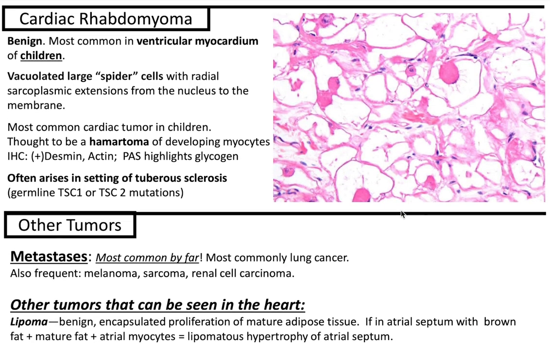Cardiac rhabdomyoma. This is benign. It's most common in the ventricular myocardium of children. You'll have histologically vacuolated large spider cells with radial sarcoplasmic extensions from the nucleus to the membrane. It's the most common cardiac tumor in children, and it's thought to be a hamartoma of developing myocytes. It'll be positive for desmin and actin, and PAS highlights glycogen. It often arises in the setting of tuberous sclerosis, which is a germline mutation in either TSC1 hamartin or TSC2 tuberin.